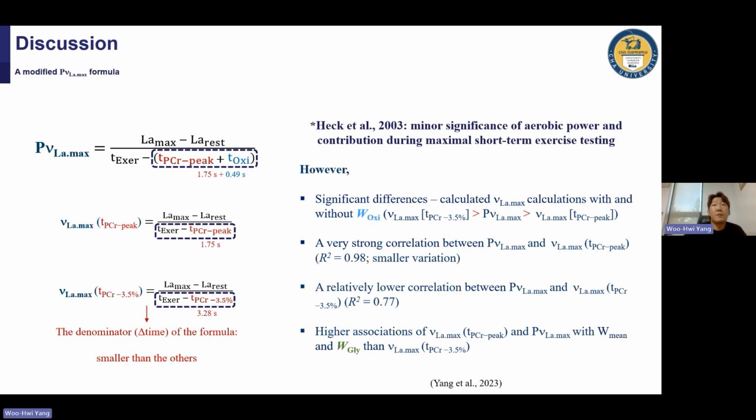According to relationships, PvLa.max was very strongly correlated with PvLa.max peak, and this correlation was higher than that of PvLa.max with PvLa.max 3.5. Furthermore, PvLa.max and PvLa.max peak were associated with mean watt and absolute glycolytic contribution, which were higher than PvLa.max 3.5. So these results indicate that PvLa.max and PvLa.max peak are better calculating methods for glycolytic capacity or power.